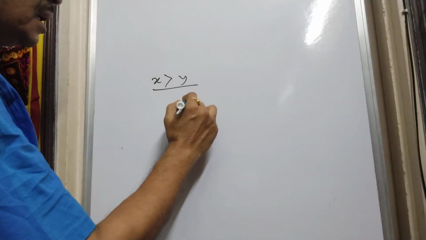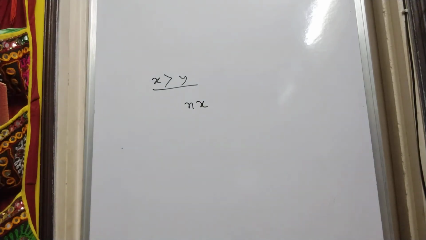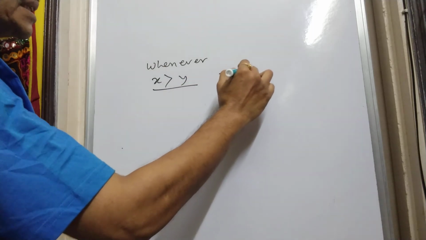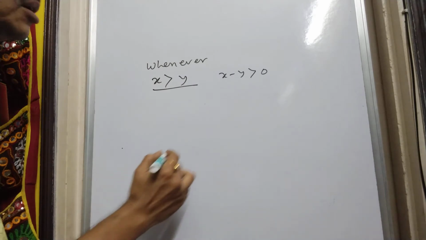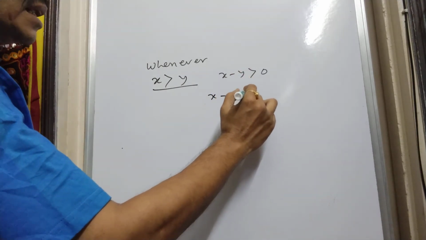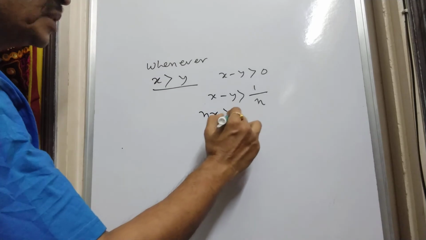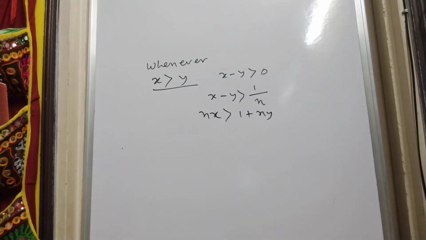So whenever we have x greater than y, we have said that x minus y is positive, and we have some 1 by n which is less than this. Let us repeat it: x minus y is positive, 1 by n is less than this, and we have nx greater than 1 plus ny. If we transpose, nx is greater than 1 plus ny.